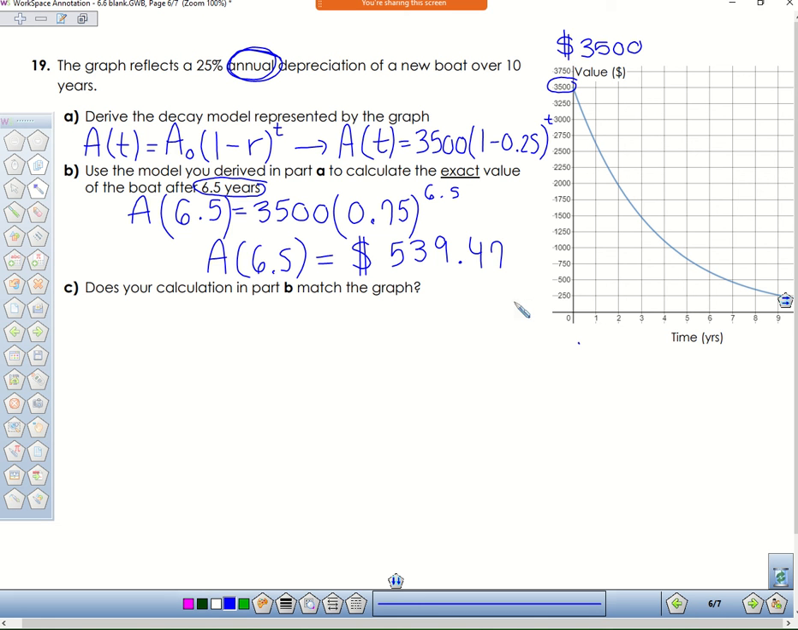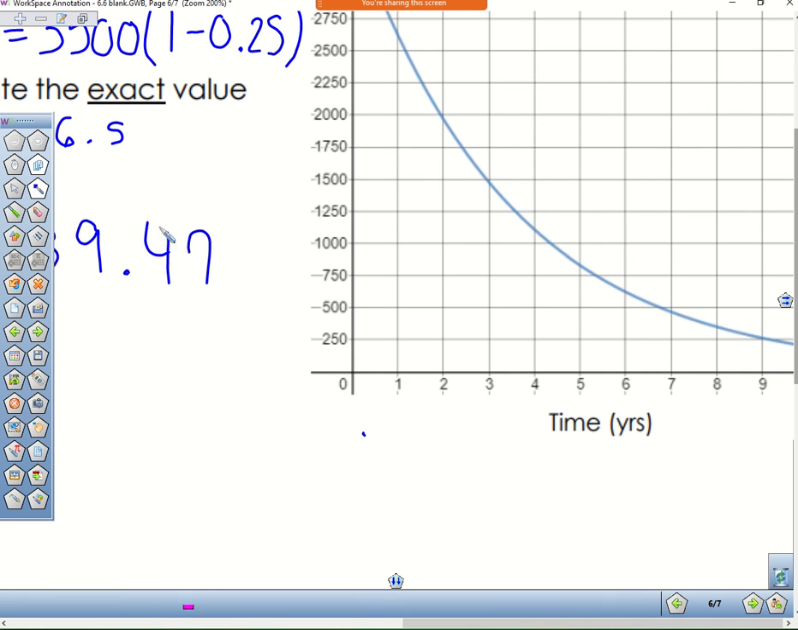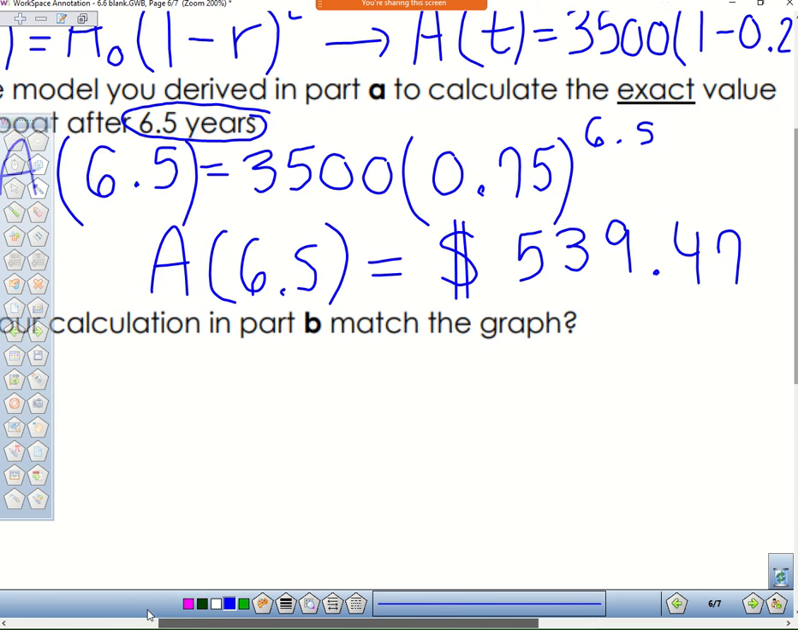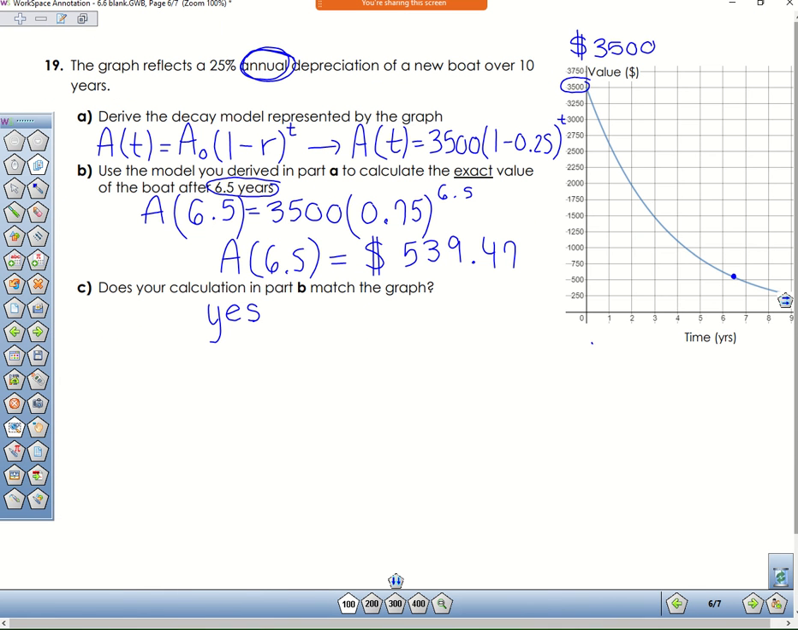And does your calculation in part B match the graph? So to see if it matches the graph, I can zoom in a little bit here. So 6.5 years would fall right here. Yeah. So does it match what we came up with? Yeah, it does. So you would say yes. And then I would put a little point on the graph where that is so you can see where that came from. So this problem really wasn't that hard. You just had to know to look at, I feel like the first part, knowing to find the initial value, was like the most key important part here.